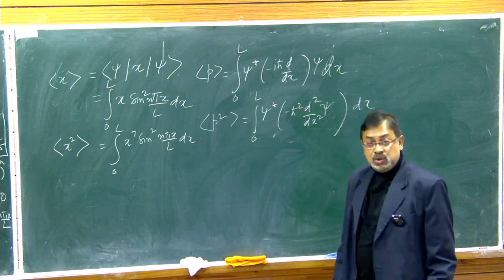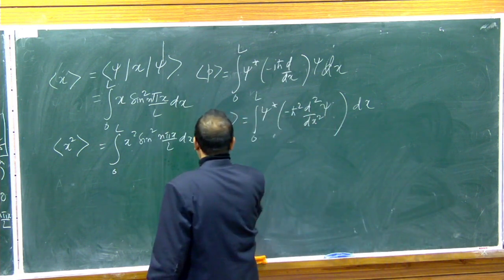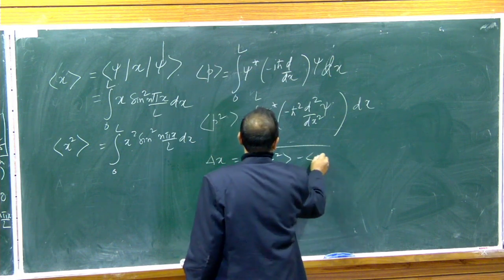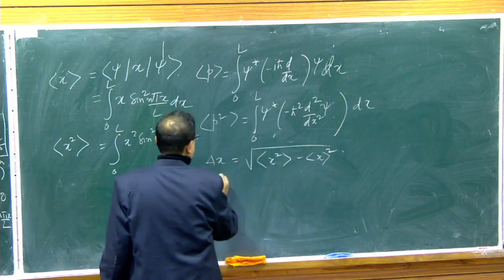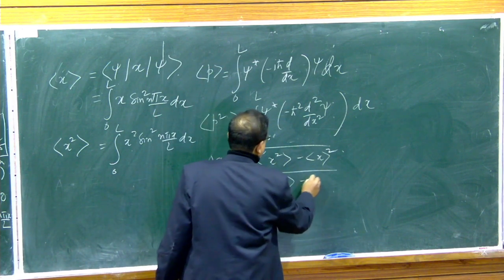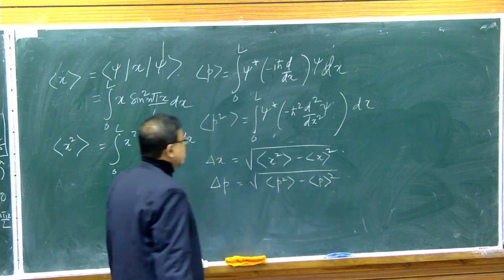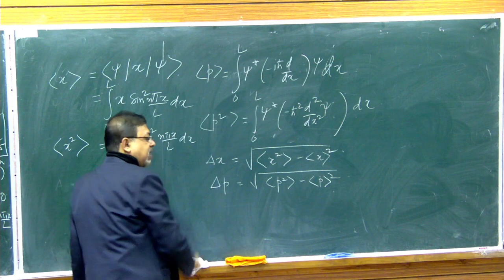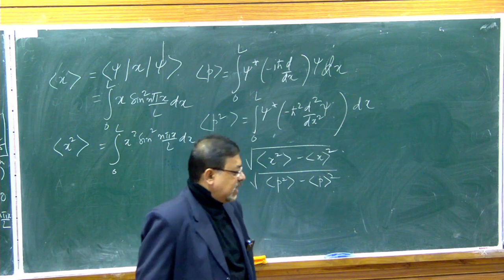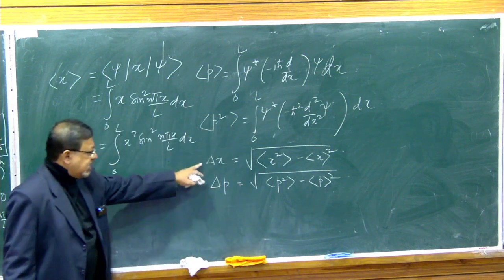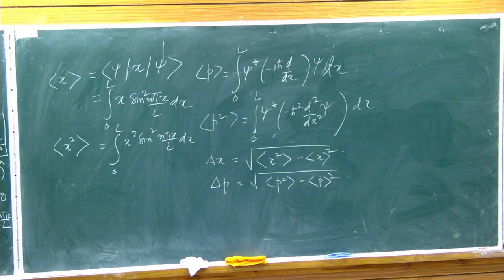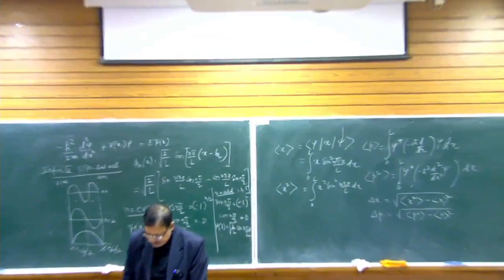Once you do that, you can get delta x, which is the root of x square average minus x average square, and delta p is the root of p square average minus p average square. You multiply both of them, and that should come to the scale of h cross. The relationship is delta x into delta p greater than or equal to h cross by 2, which you can check for this case. It's the simplest problem, but teaches you something quite important.